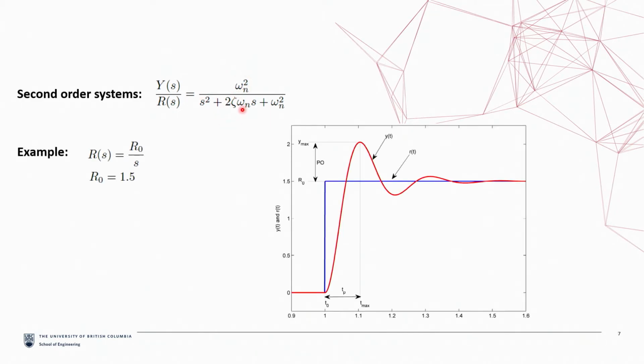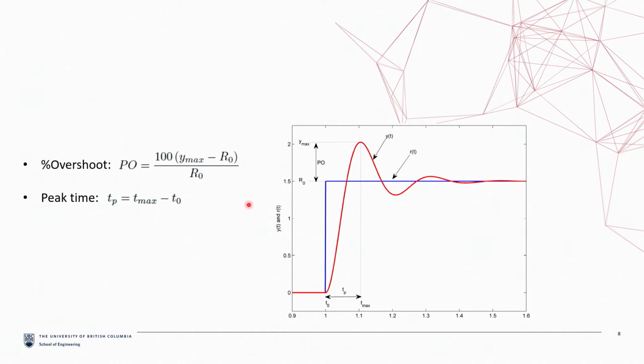For an example, consider a second order system with the above equation subject to a step input of R naught over s, where R naught is 1.5. We can see the simulation results for this system on the right hand side, where the red trace is the output response y(t) and the blue trace is the step input r(t). Now there are two important characteristics that we can define in this plot.